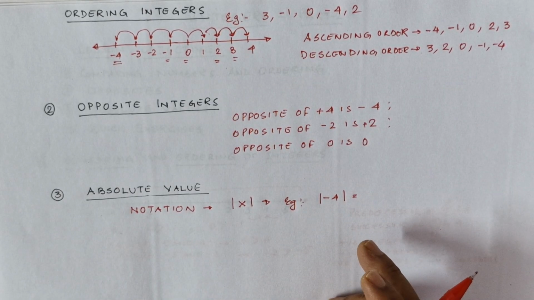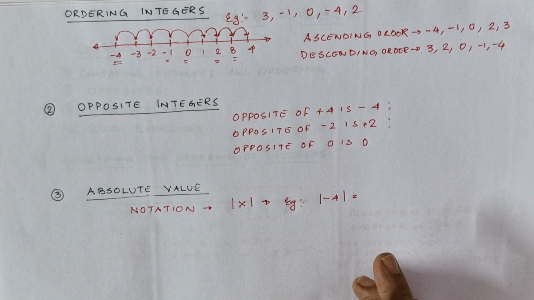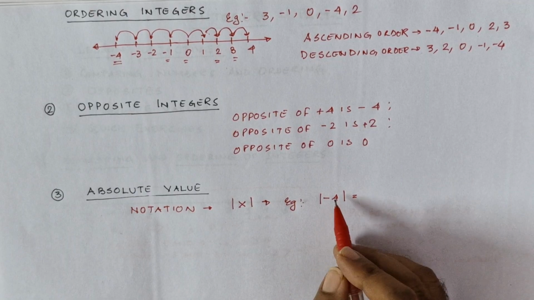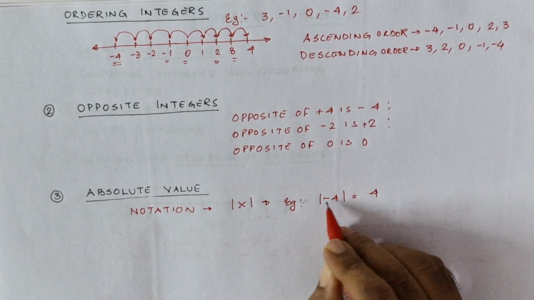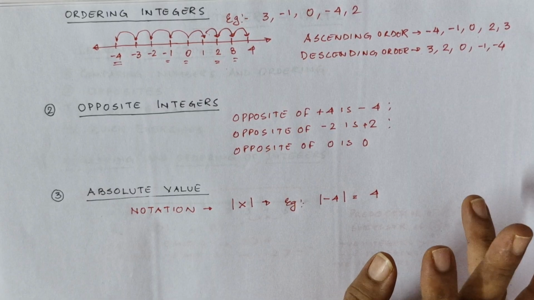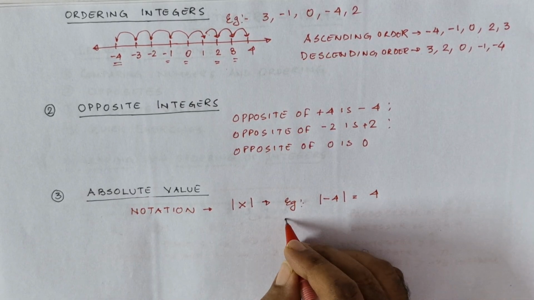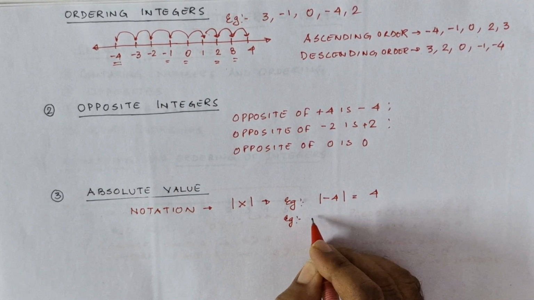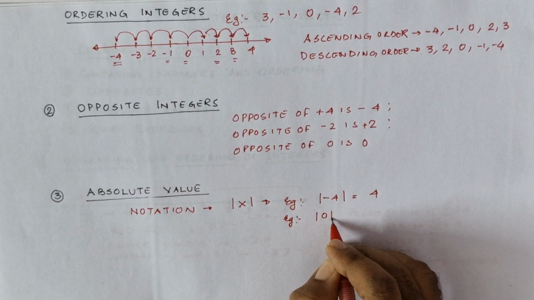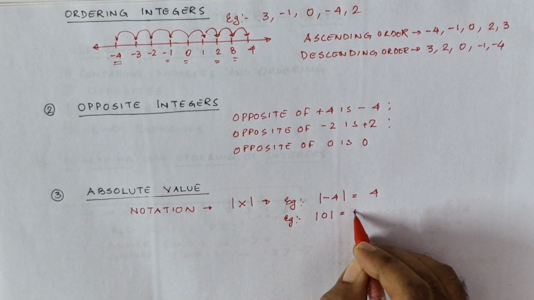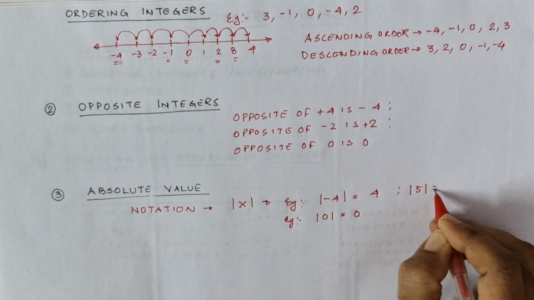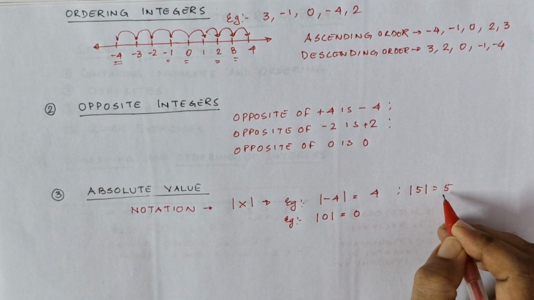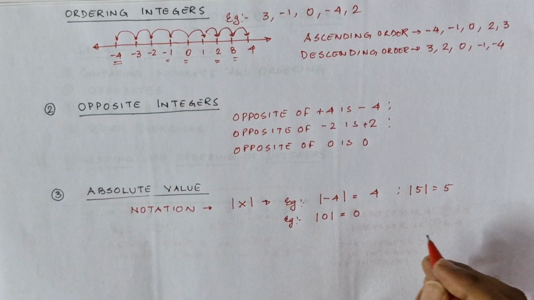What I said is that it is a numerical value without any sign. So it will be this one only, but without any sign. So it will have no negative or positive. Similarly, we can take another example. Let's say, absolute value of 0 is 0. We can also say absolute value of 5 is 5. Do not write positive, just 5.